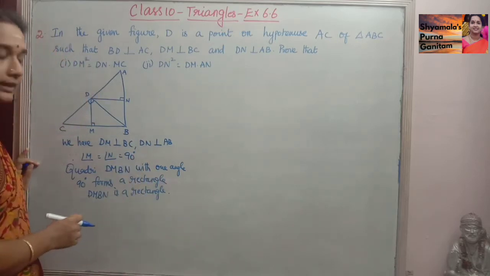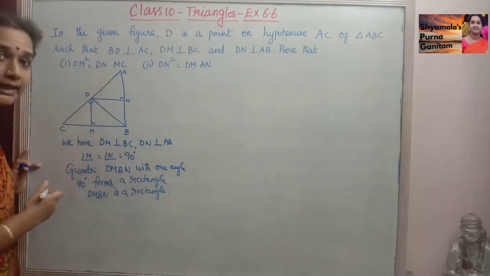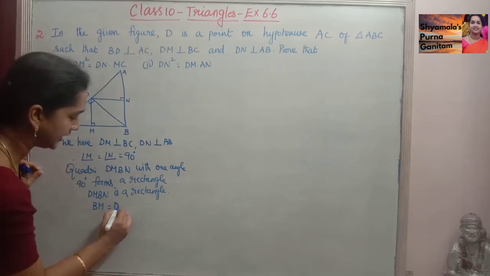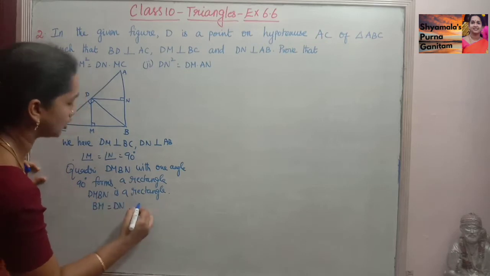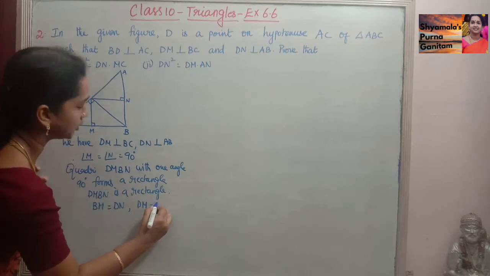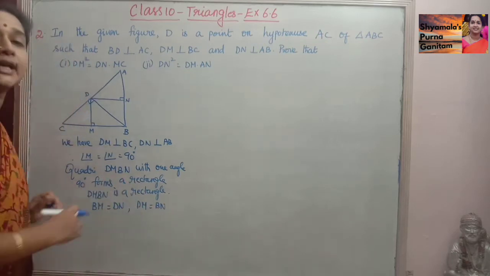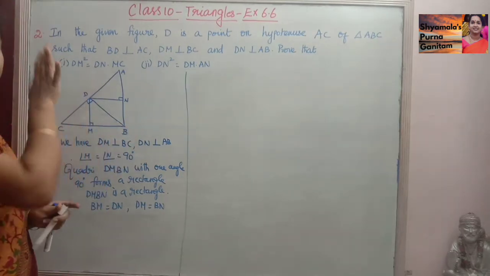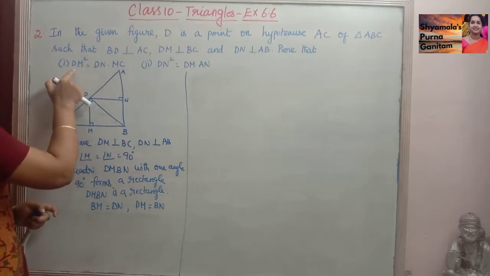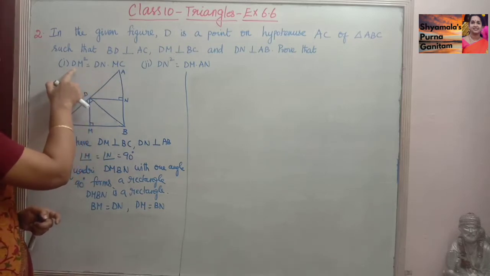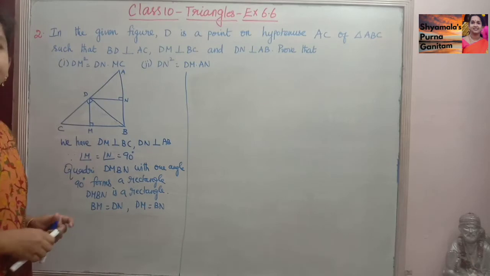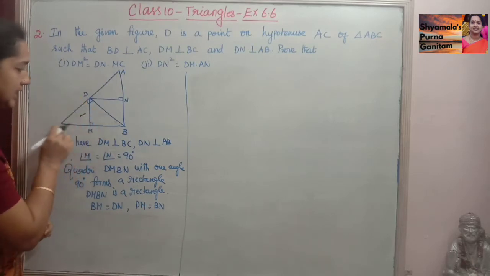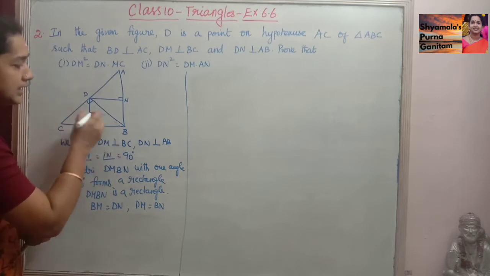Since it is a rectangle, opposite sides are equal. So BM is equal to DN and also DM is equal to BN. So these two sides are equal since it is a rectangle. We will give the proof for the first question given. So for giving this result, DM squared is equal to DN into MC, we will take these two triangles, triangle DMC and triangle BMD.